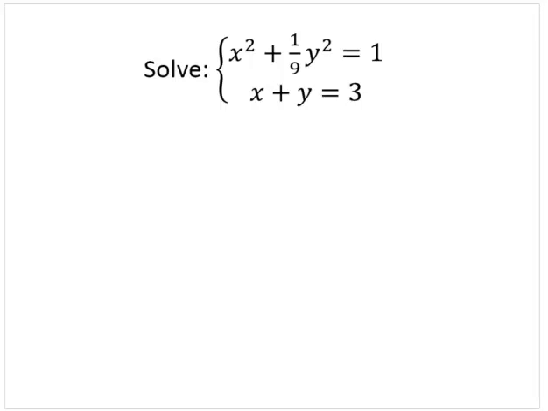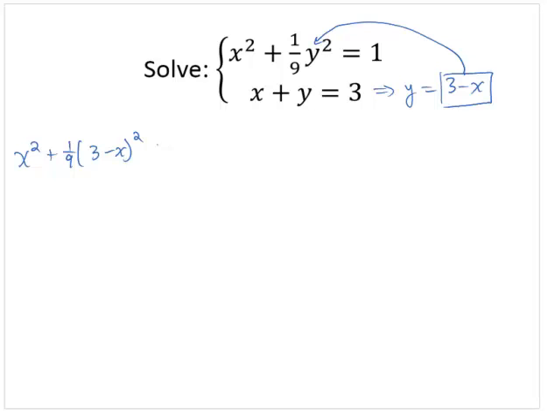So what I would notice is, I could take this second equation and easily solve for either x or y. And so I'll say that y is equal to 3 minus x. And I'm going to use that 3 minus x to substitute for y in the other equation. And so that gives me x squared plus 1/9 of, instead of y, (3 minus x) squared equals 1.